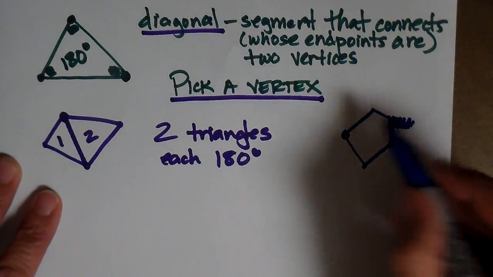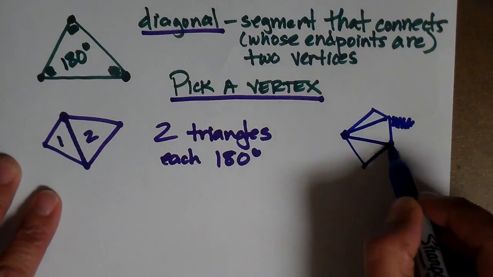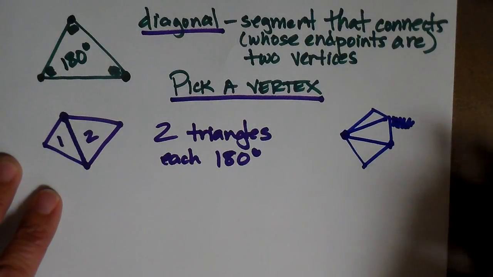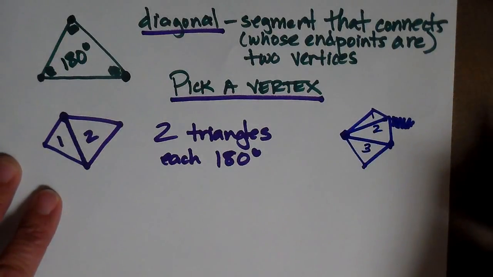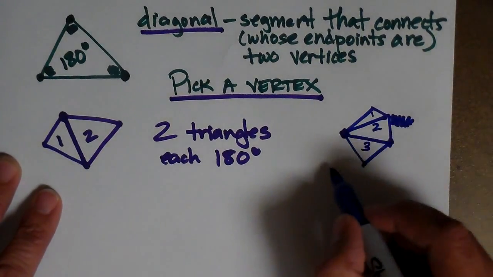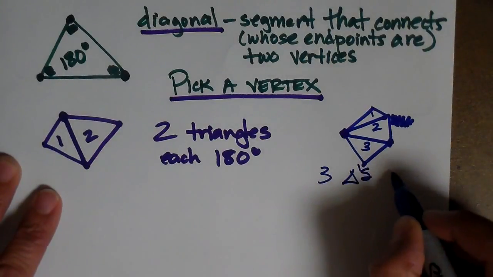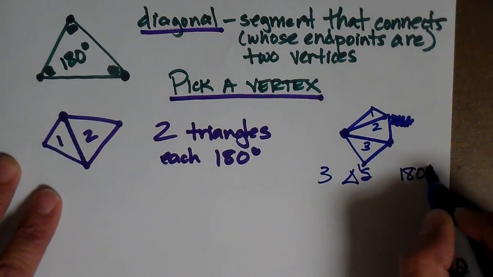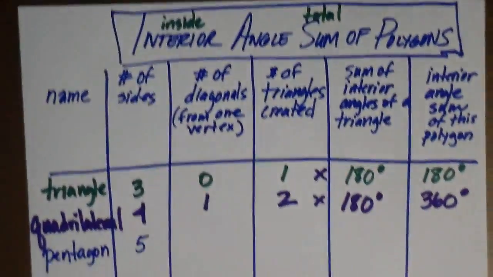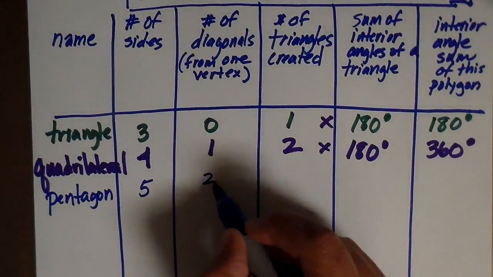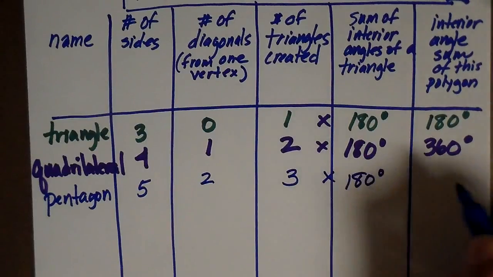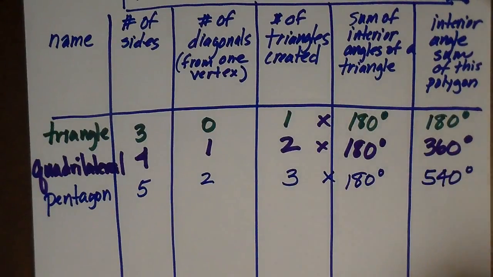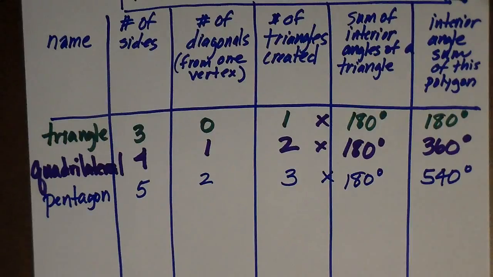So I'm going to pick this vertex. How many diagonals can I draw in a pentagon? 2. So I've got 2 diagonals. How many triangles does that create? 3 triangles at how much? 180 degrees a pop. So my pentagon has 2 diagonals, which creates 3 triangles at 180 degrees a pop. So that's 540 degrees. You see where we're going with this, okay?